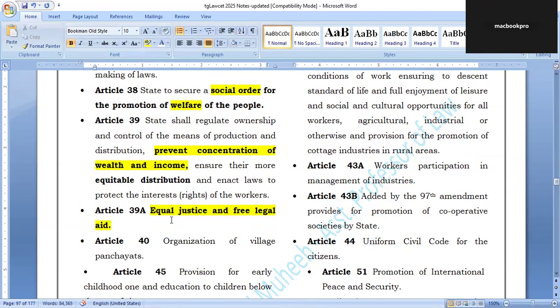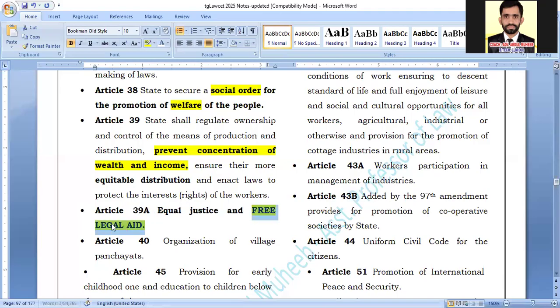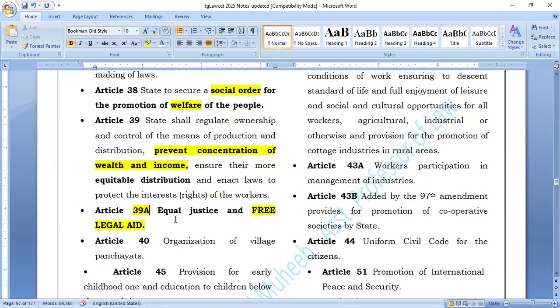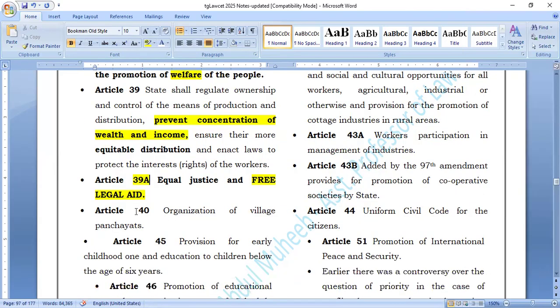Article 39A: equal justice and free legal aid. If you can't remember even that much, just remember free legal aid. Where is it? Article 39A. Free legal aid. What is Article 40?